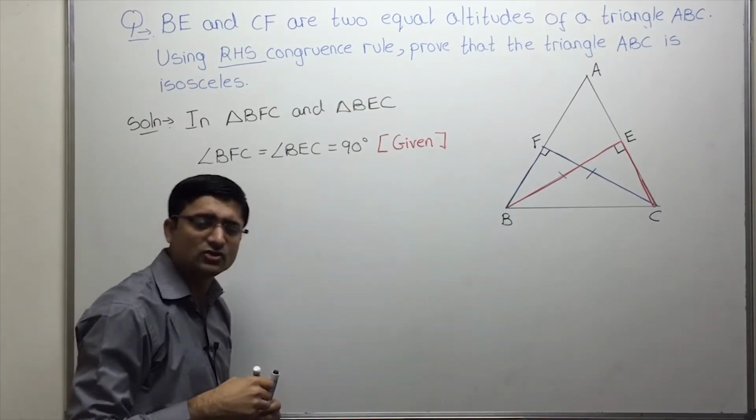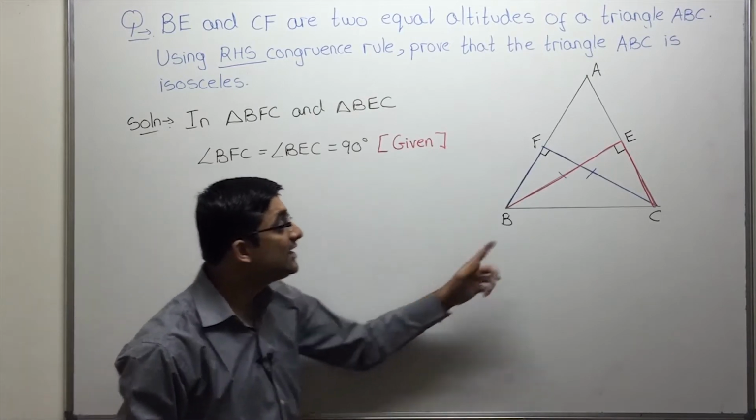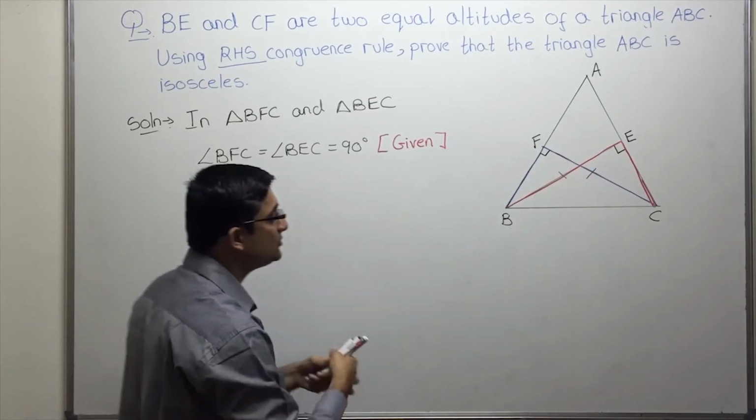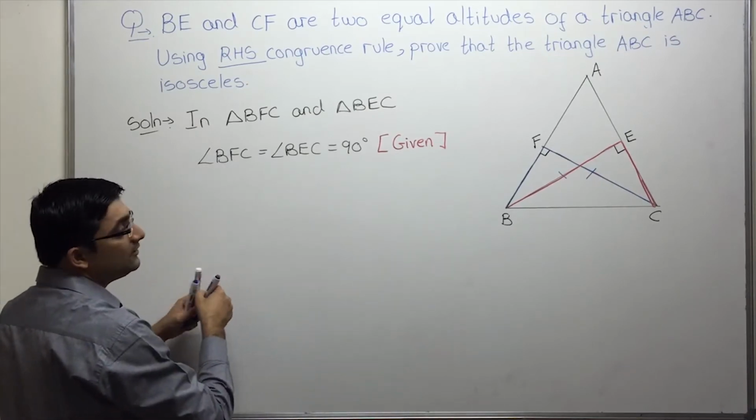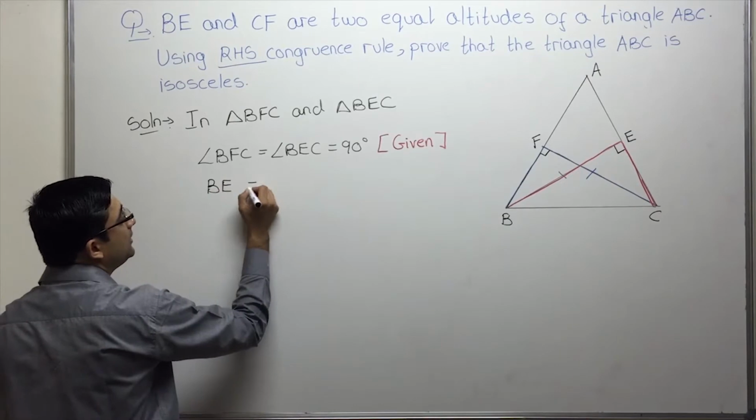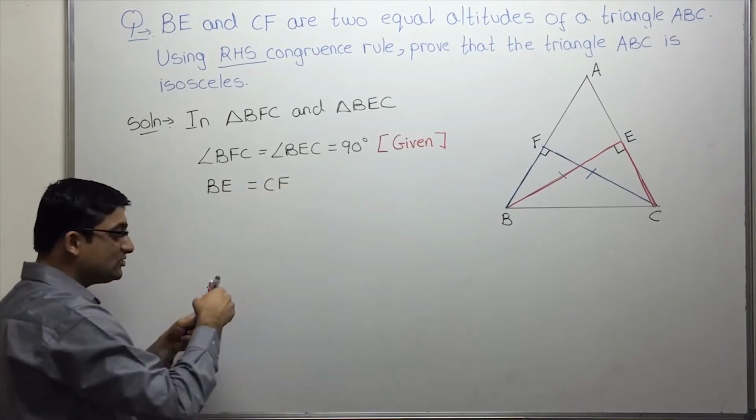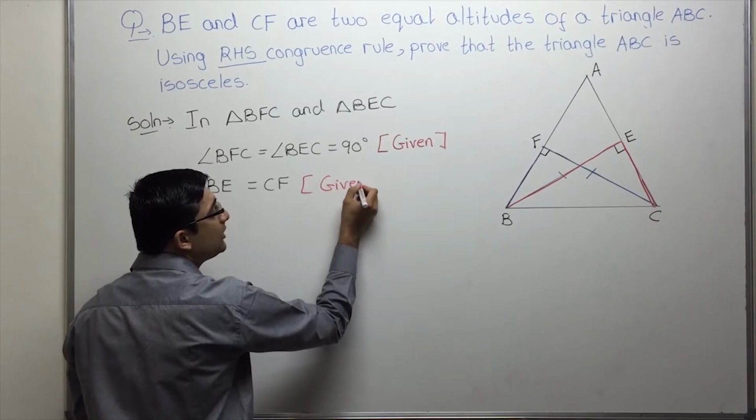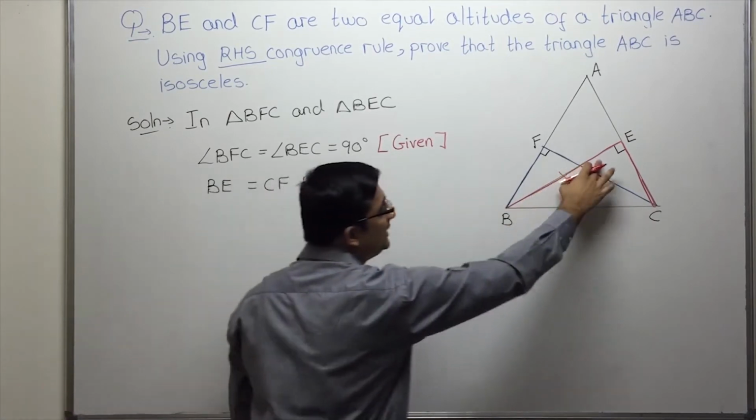Next, what are we given? Always begin with what is given to you. We're given that BE and CF are equal altitudes. So BE is equal to CF. I'll write over here, BE is equal to CF. Again, this is given to us. So the first step is always to use whatever is given to you.